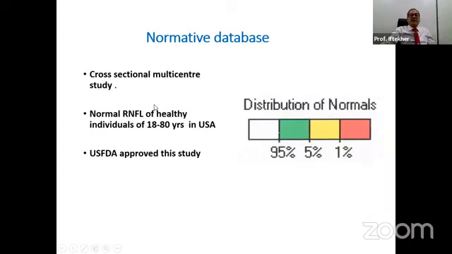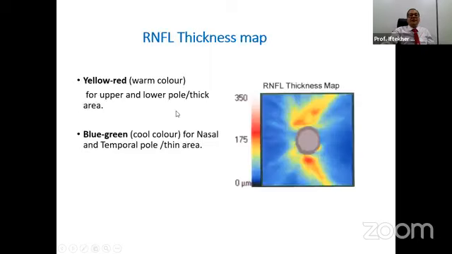Now the normative database is multicentric cross-sectional data, age range from 18 to 80 years, and the US FDA approves this database. When the data is within the 1%, it is expressed by red color, and when it is 1 to 5%, it is expressed by yellow color. And when it is 5 to 95%, that is the major range, it is expressed by the green color.